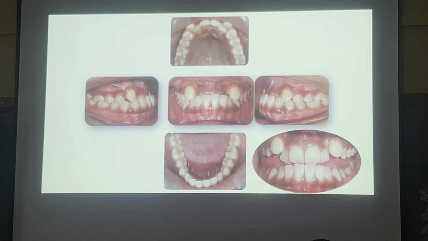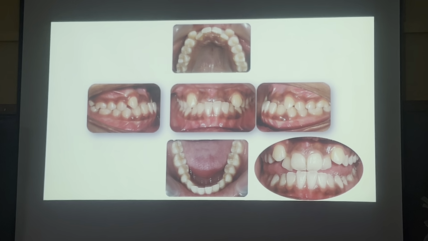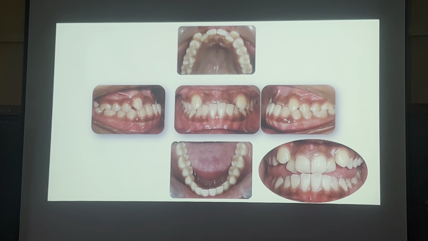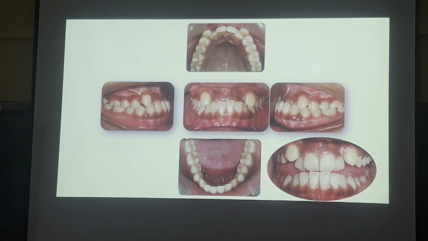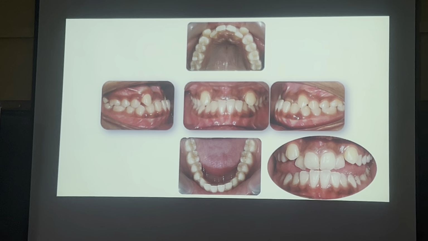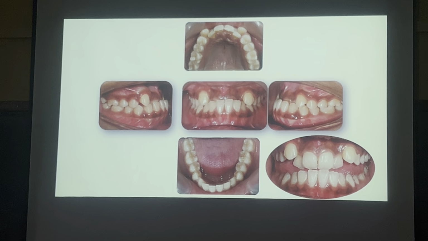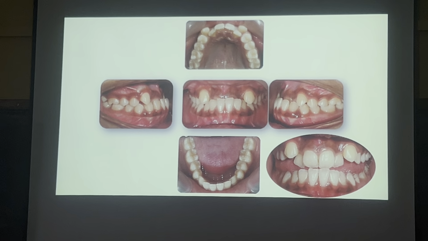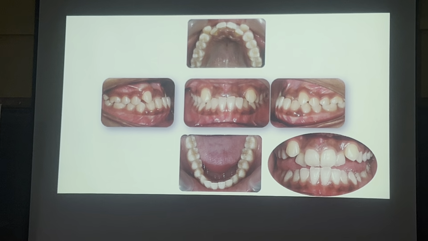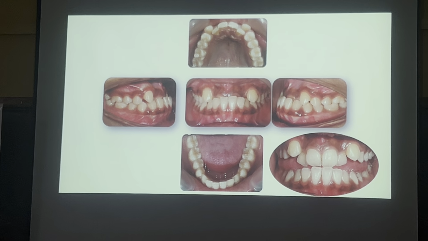Pre-treatment OPG. Intraoral examination: crowding in the upper arch, lower incisors retroclined, super class 1 molar relationship. Since the patient was able to bring the incisors edge to edge, we started the reverse Schwarz block appliance.